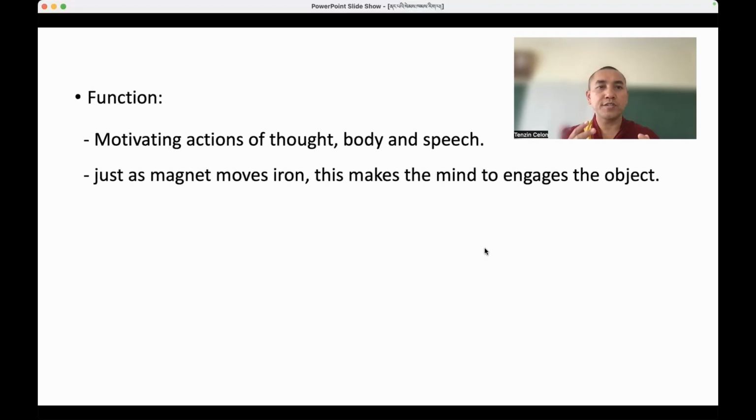What is the function of intention? The function of intention is that it motivates and activates our mind. It motivates actions of thought, actions of body, and actions of speech. As I mentioned earlier, it is like a magnet. A magnet moves irons; similarly, intention makes the mind engage towards the objects.